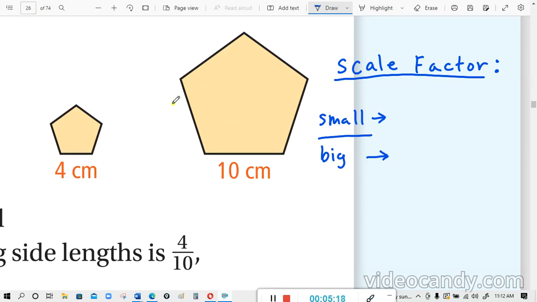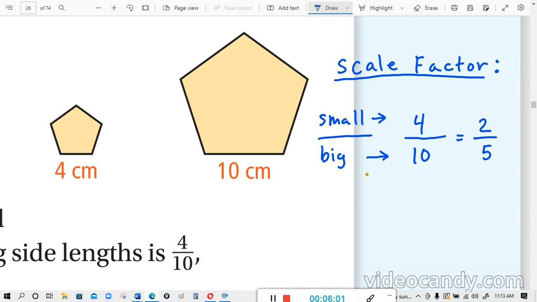We have the two similar pentagons here. Let's start by doing the scale factor, and that is the ratio of the side lengths. I'm going to keep the side length of the small one in the numerator. The side length of the small one is 4, and the side length of the big one is 10. You can write centimeters if you want, but they're just going to cancel out. Reducing that fraction, 4 divided by 2 is 2, 10 divided by 2 is 5. So that's the scale factor.